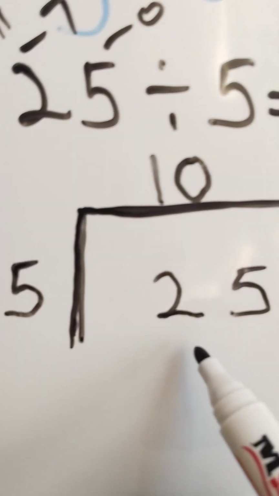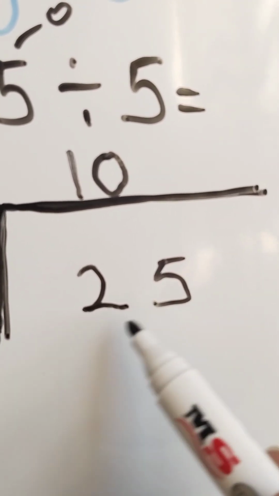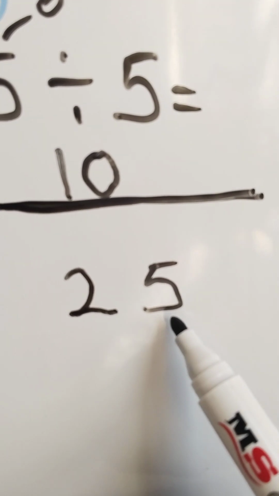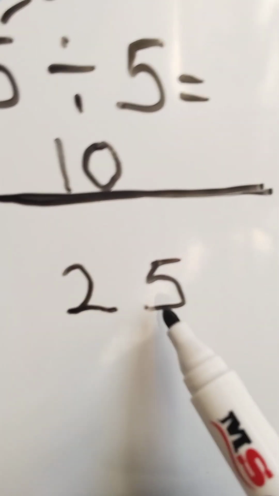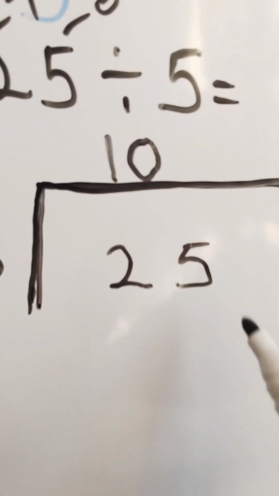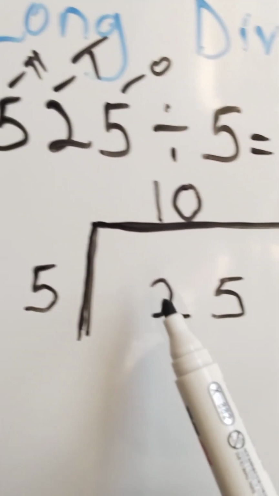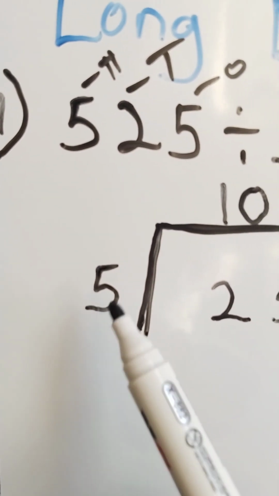We bring them here, so now we have 25. We get our 2 remaining balls and the other 5 that we didn't work on. So our number now remains 25. So we get 25 and we divide it now by 5.